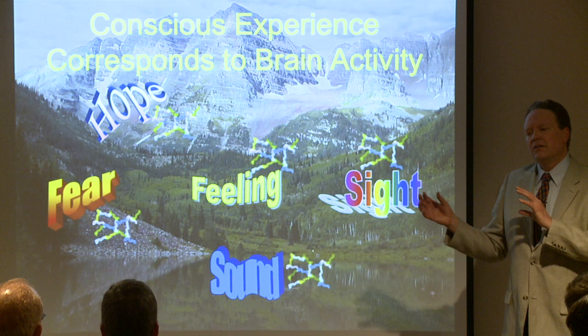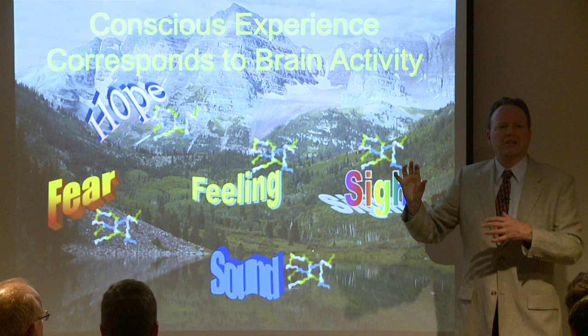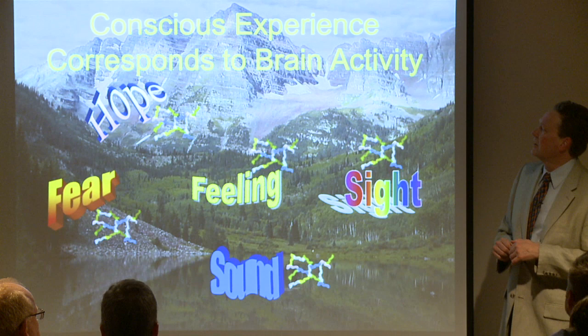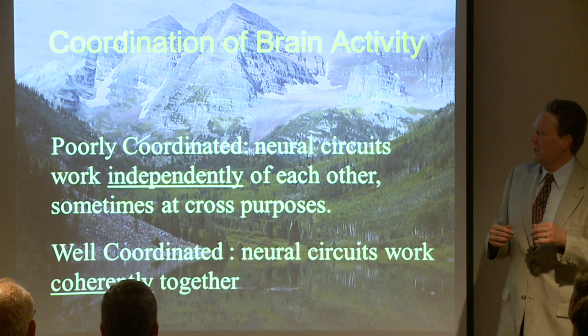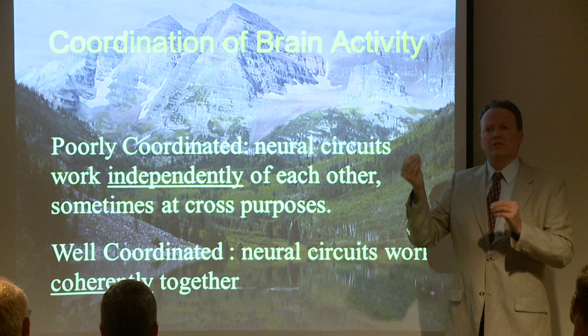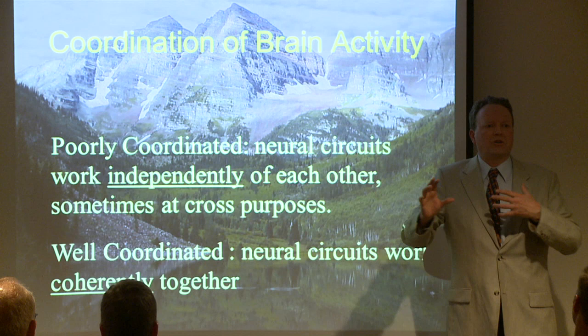When circuits are communicating in a stilted manner with each other, they're not quite in sync. They don't resonate efficiently. And indeed, different parts of the brain can be poorly coordinated with each other and even working at odds. So often when we feel conflicted, it can literally be because different parts of our brain, different networks, are trying to do different things at the same time that are incompatible.